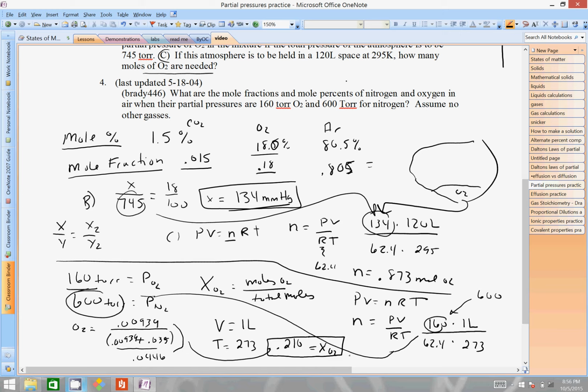And that's what they want: what are the mole fractions and mole percents? So this would be the mole fraction, and 21.0 would be the percent. And it says of nitrogen and oxygen. At this point, this is the O2. You could just subtract off 100 for the nitrogen percent and off of 1 for its mole fraction. And that would be pretty much it.